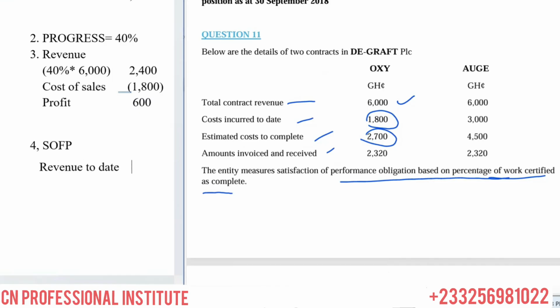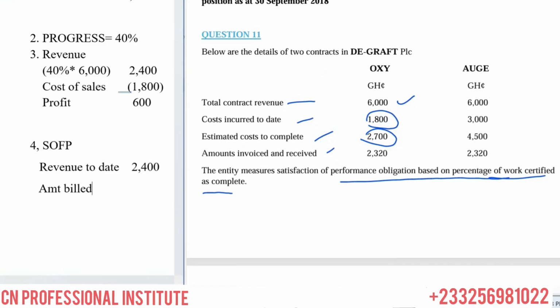And here too, this is the first time that we are recording revenue. There's no previous revenue recognized. Unlike the one we solved, where we had a previous revenue recognized and so we had to deduct. The revenue recognized is the one that we are going to pick in the P&L, right? Which is 2,400 revenue to date, and then amount billed.